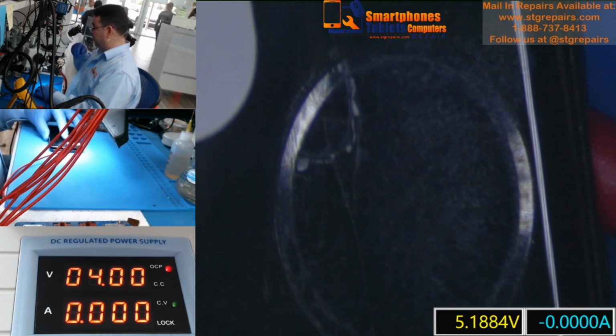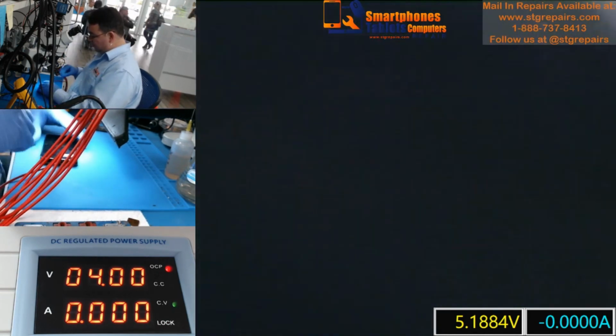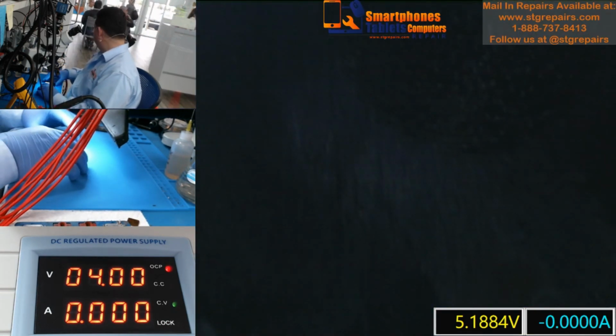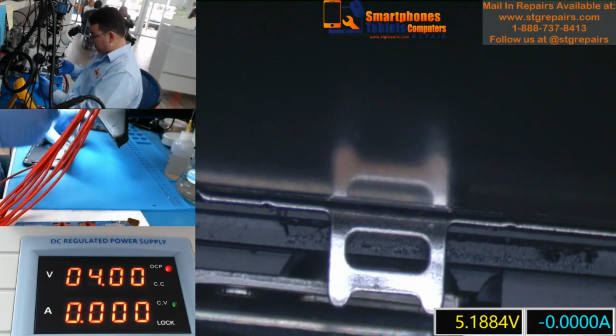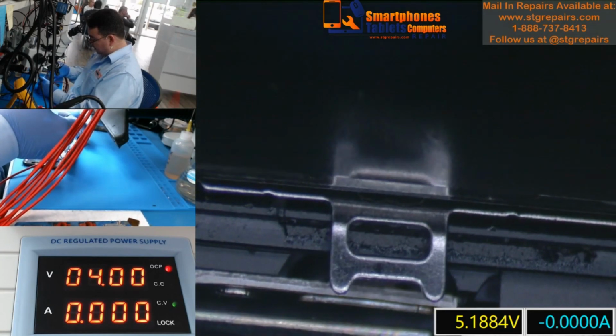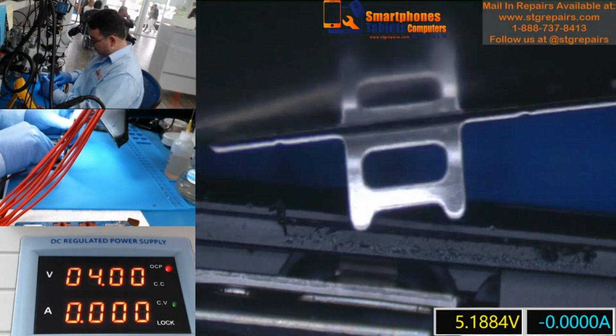The glass. If the home button is damaged, that's the sapphire there, and that could be one of the problems. What is the next step? Our next step is to disconnect the home button.